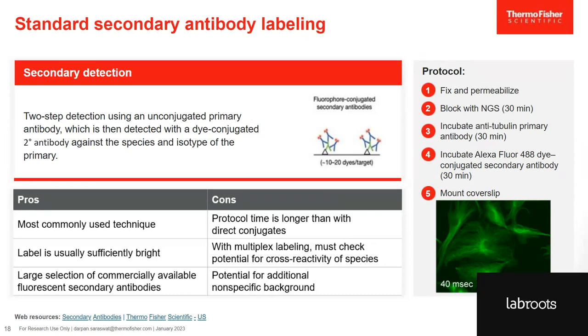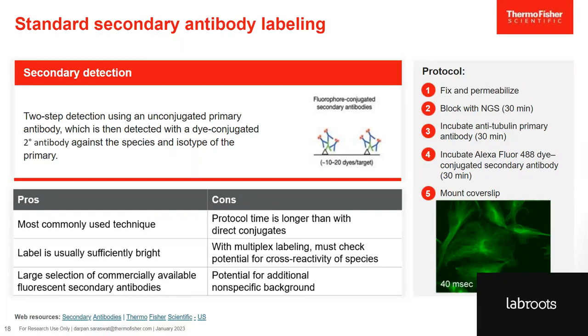Secondary antibody detection. In this, it's a two-step detection process where unconjugated primary antibody is detected with the dye-conjugated secondary antibody against the species and isotype of the primary. It's the most commonly used technique. Labeling is sufficiently bright, and we have a large selection of commercially available fluorescent secondary antibodies. But it has a disadvantage because protocol time is longer as compared to direct conjugates.